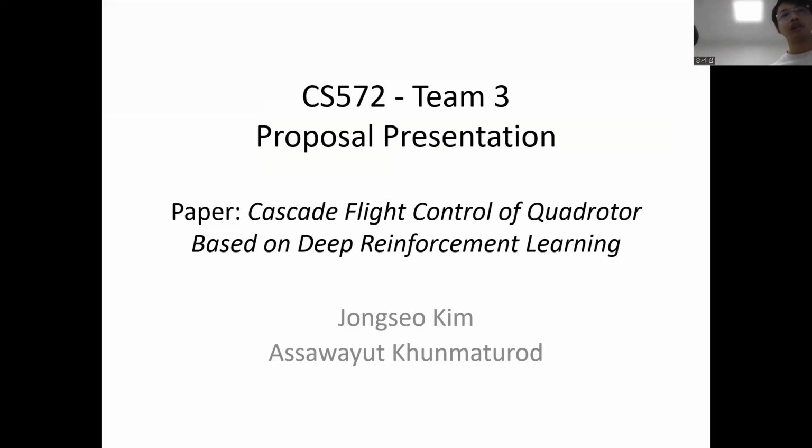Hello, this is Team 3, and we are going to present the proposal of our course project of CS572. For the paper, we choose to implement the paper named Cascade Flight Control of Cloud Router based on deep reinforcement learning. The reason for choosing this paper is that it belongs to our interest topic, which are robotics and control.